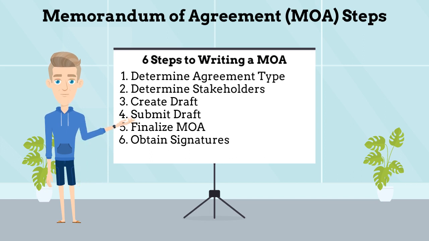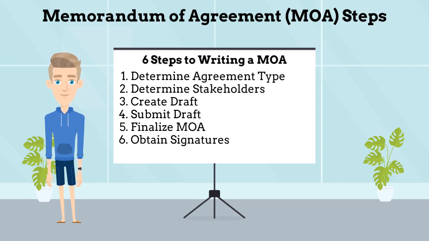Step 3. Create a draft agreement. Have one person be the focal point for drafting the agreement. Step 4. Submit the draft agreement for coordination review. Send the draft MOA out for coordination with a sign-off sheet. This will ensure all parties have seen and reviewed the draft MOA. Step 5. Finalize agreement. Write the finalized agreement.